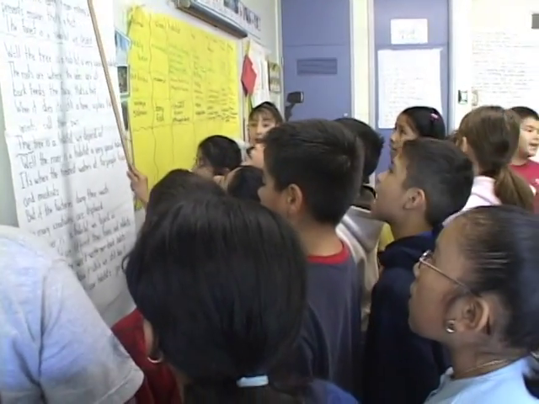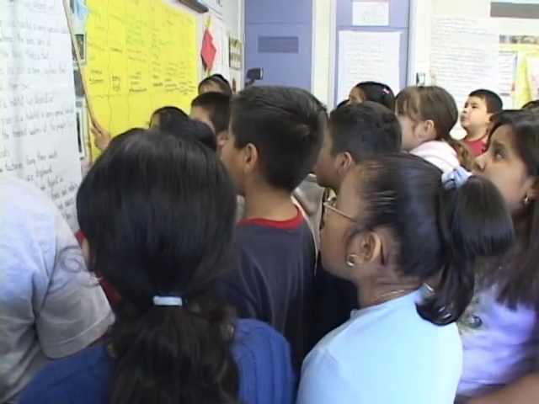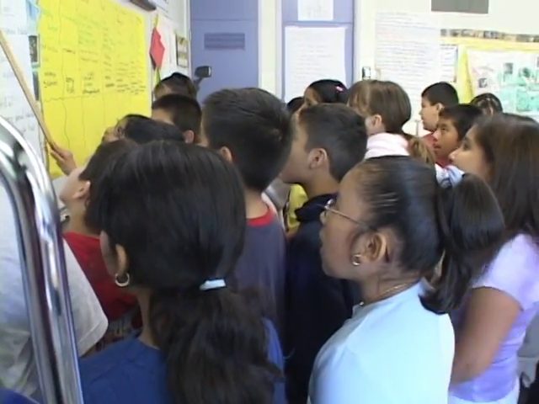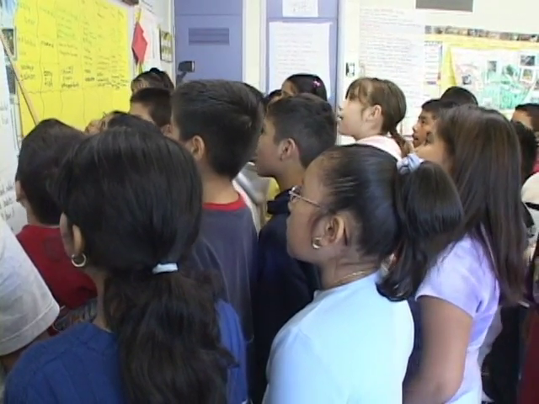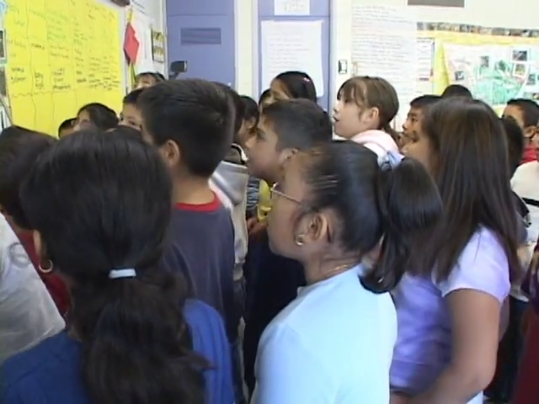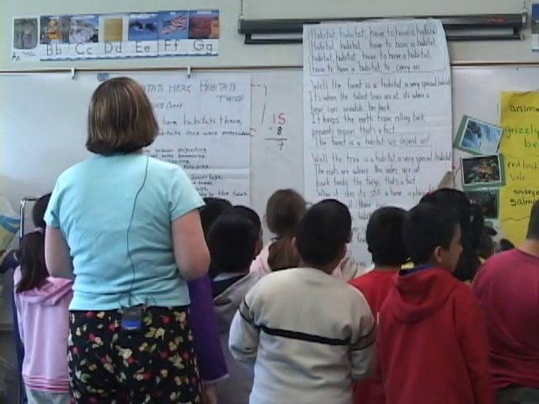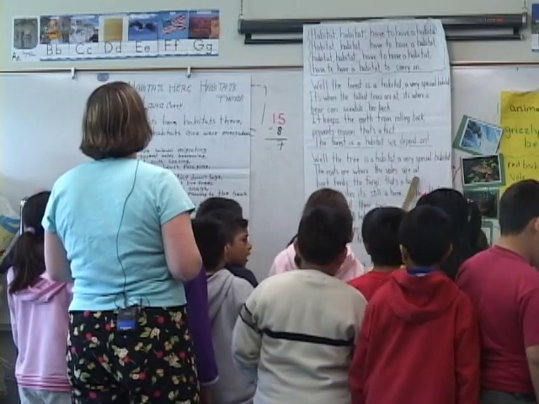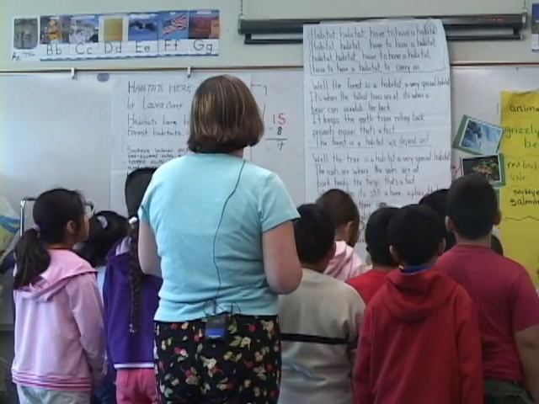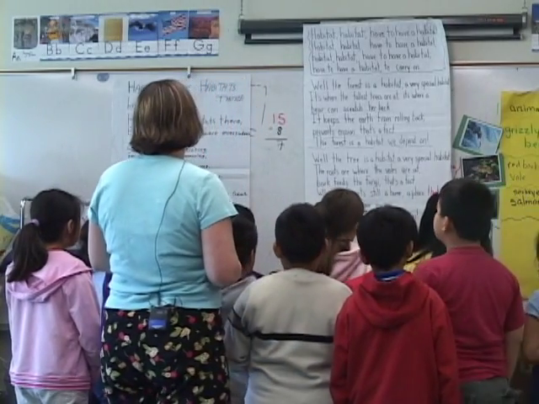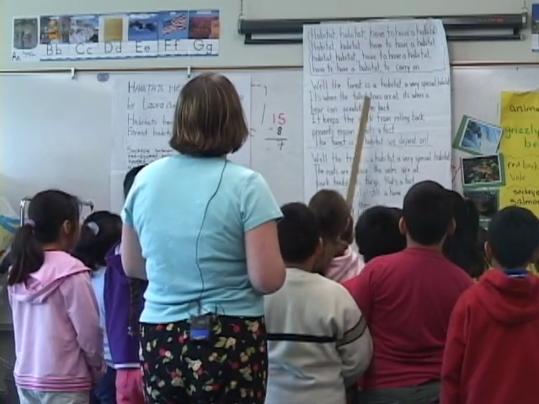Habitat, habitat, have to have a habitat. Have to have a habitat to carry on. Well, the tree is a habitat, a very special habitat. The roots are where the bulls are at. Bark feeds the fungi, that's a fact. When it dies, it's still a home, a place that insects call their own. The tree is a habitat we depend on.